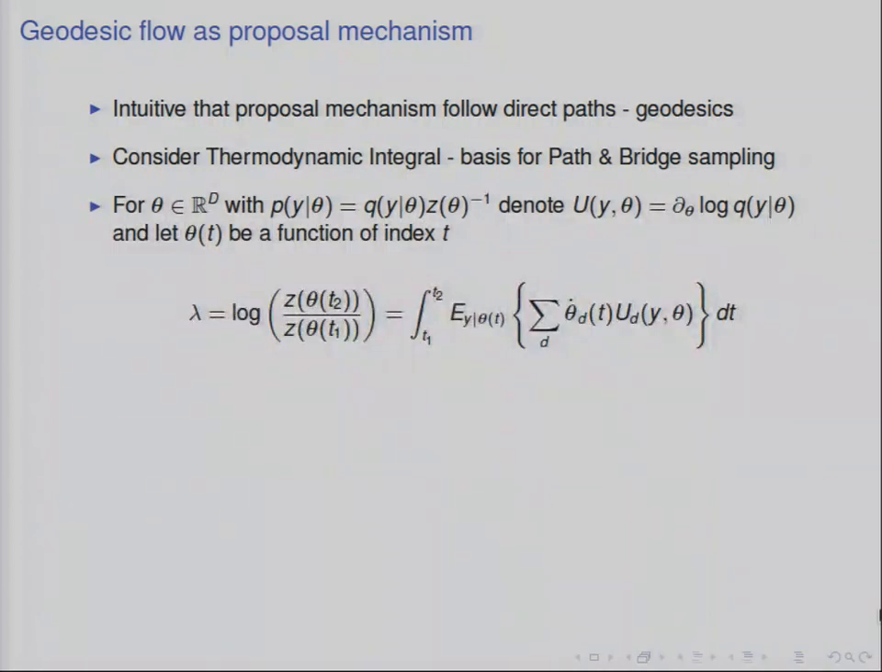So this is just the expectation with respect to a distribution at a particular point, theta. And what I do is I then just integrate that expectation over all values of t from t1 to t2. In other words, I take all the points in the path from t1 to t2, and I compute the expectation of the derivative of the log of the unnormalized density multiplied by the time derivative of whatever the path functional happens to be.